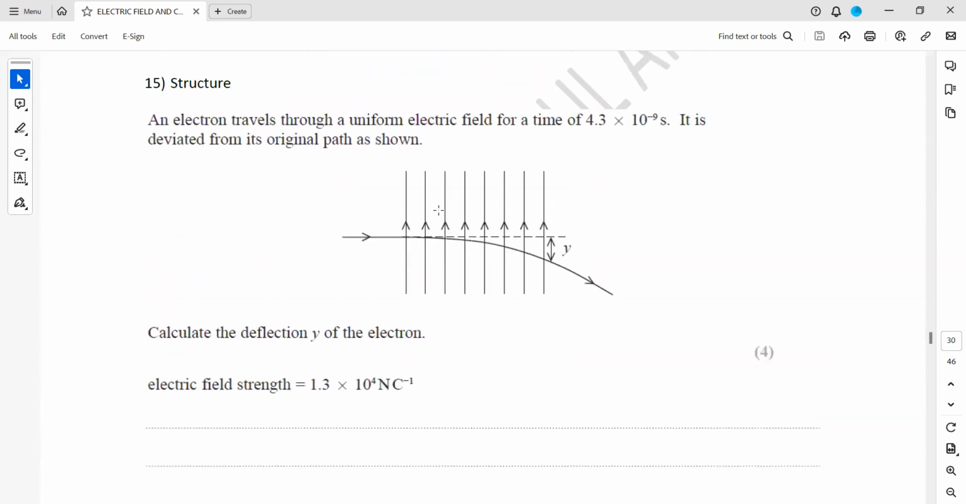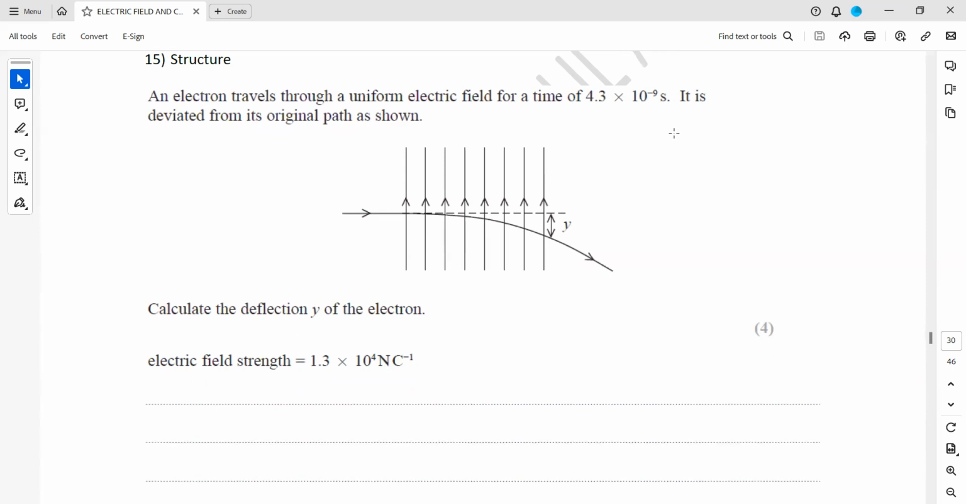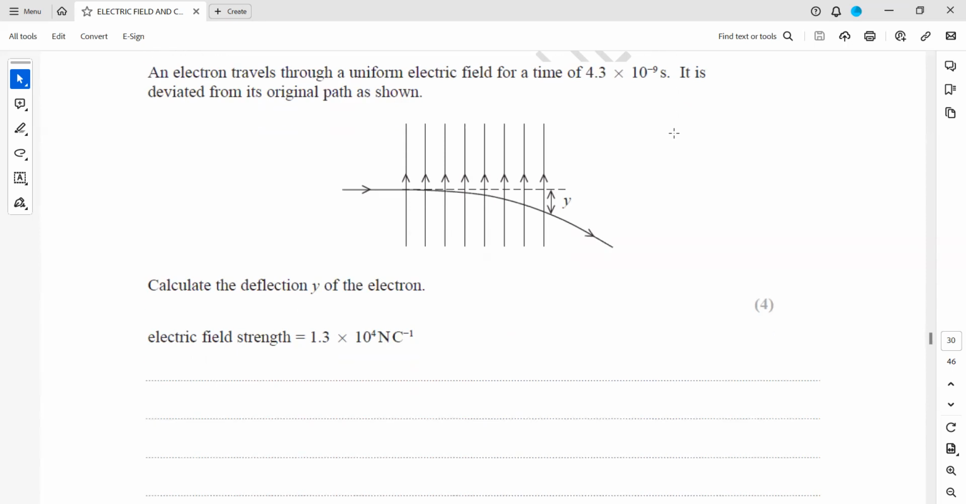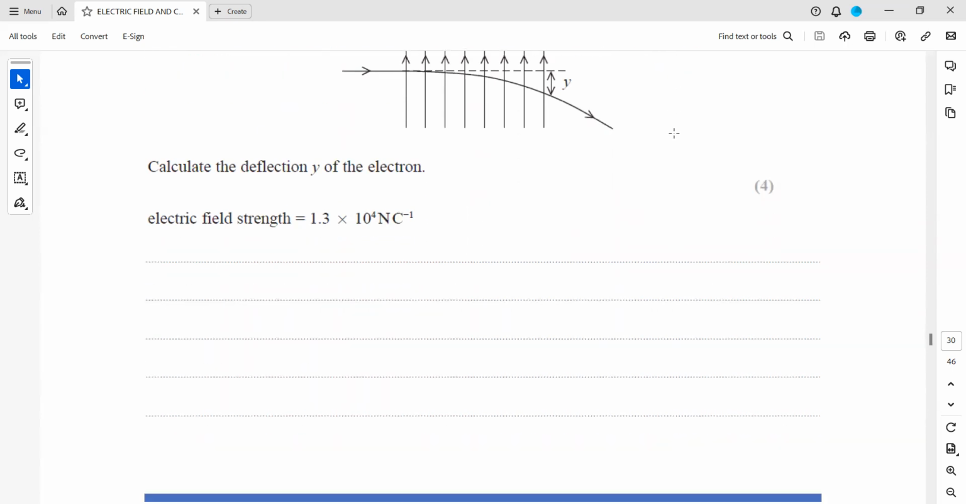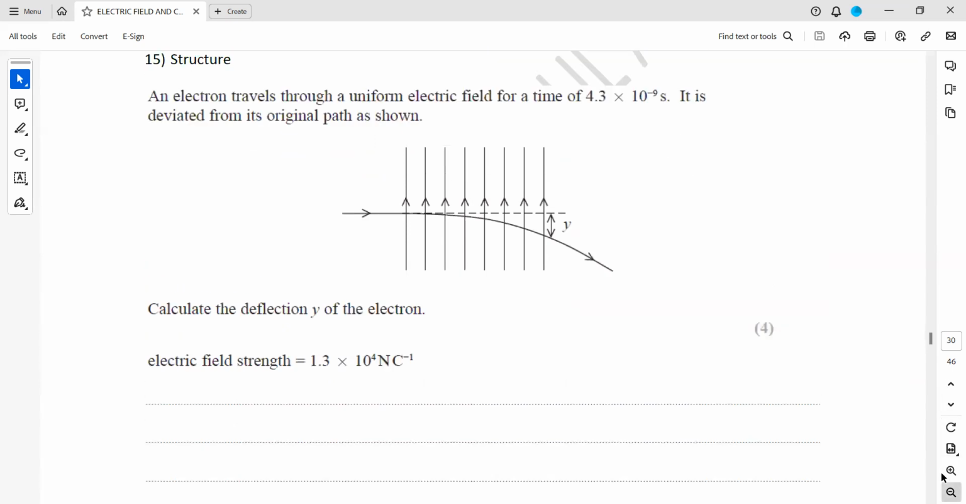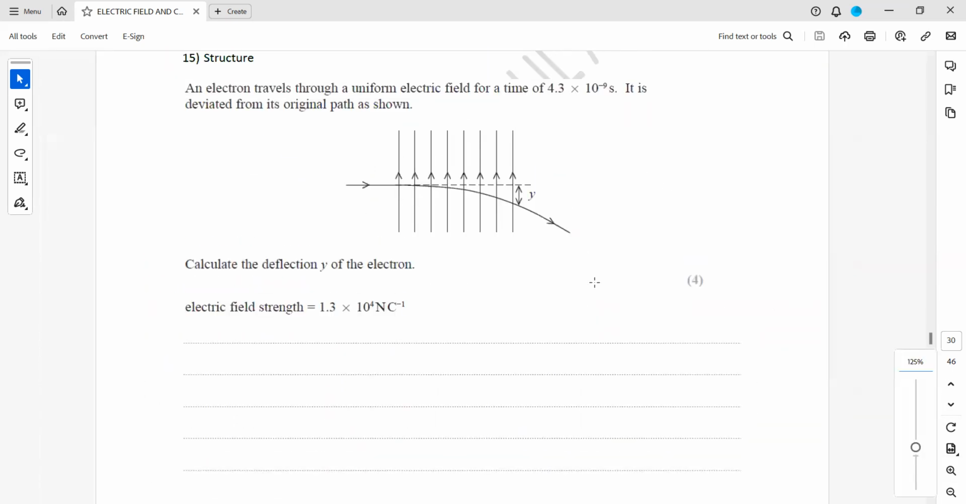Question 15, an electron travels through a uniform electric field for 4.3 exponent minus 9, or 4.3 nanoseconds, and it deviates from the original path. Calculate the deflection. The direction of electric field is given, because an electron always moves opposite to the direction of electric field. If electric field is in this way, electron will move the other way, because electric field direction is from positive to negative. How to do such a question?